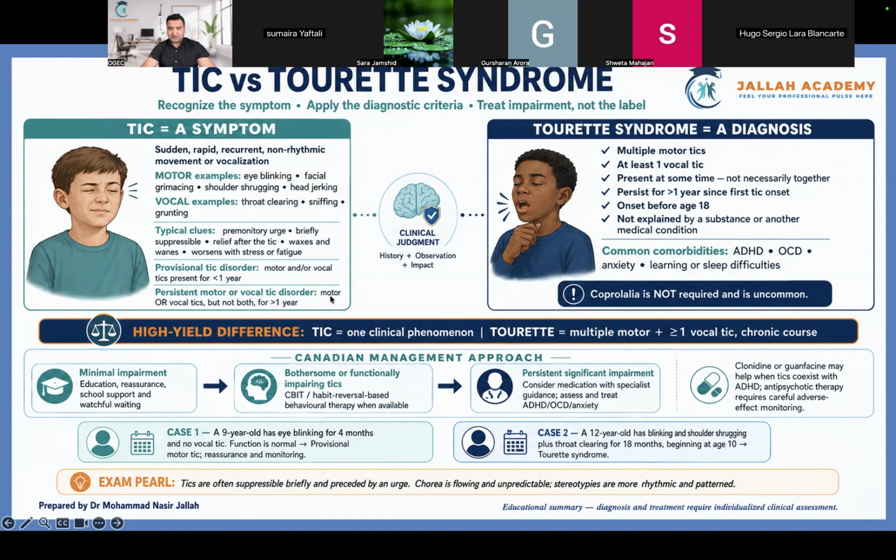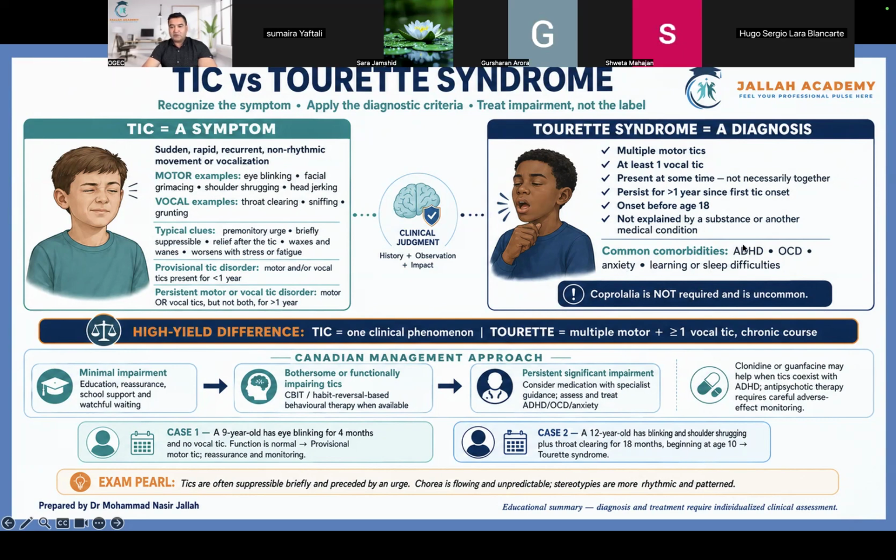Persistent motor or vocal tic disorder: motor or vocal tics, but not both, for more than 1 year. Remember, for the tic, it's either the motor or the vocal, but less than 12 months. For Tourette, it is multiple motor, at least one vocal, present at the same time, persistent for more than 1 year, first tic onset less than 18 years of age, not explained by substance or any other medical condition.